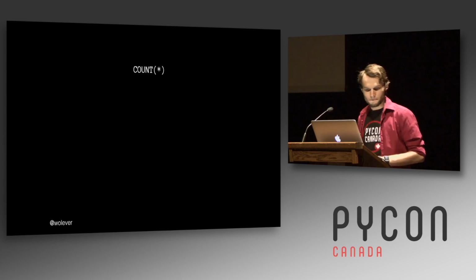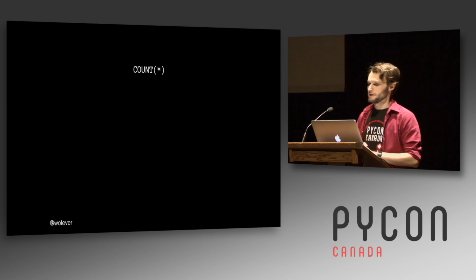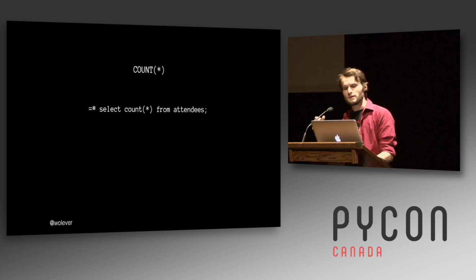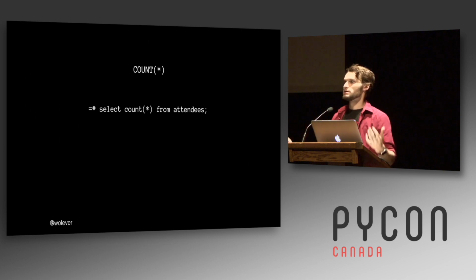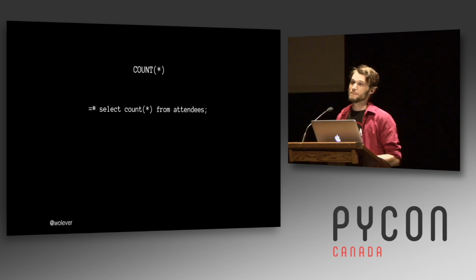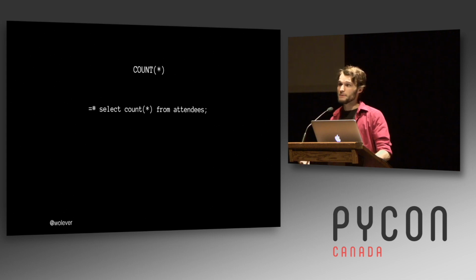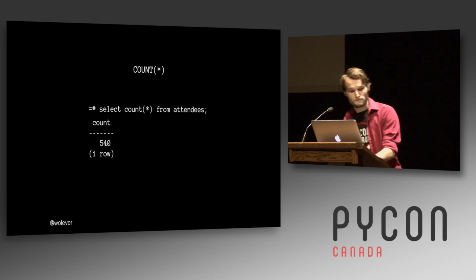So the thing that we're going to be talking about here is Countstar. Countstar is the function that counts the number of rows. So for example, if we wanted to count the number of attendees that are at PyCon this year, we could use select Countstar from attendees, and we might get something that looks like this.